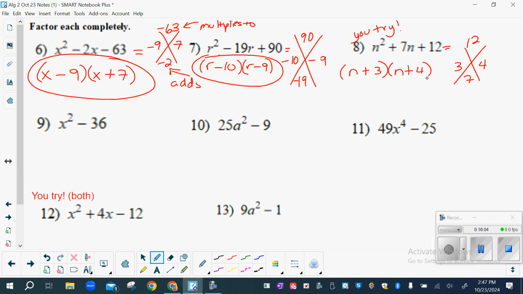Okay, so we should get an answer of n plus 3 times n plus 4. Questions on that? Okay, what's different about number 9? There are only two terms, okay? So when there are only two terms, we still want to see if we can factor out a greatest common factor. Is there anything we can factor out of that? No, there isn't.